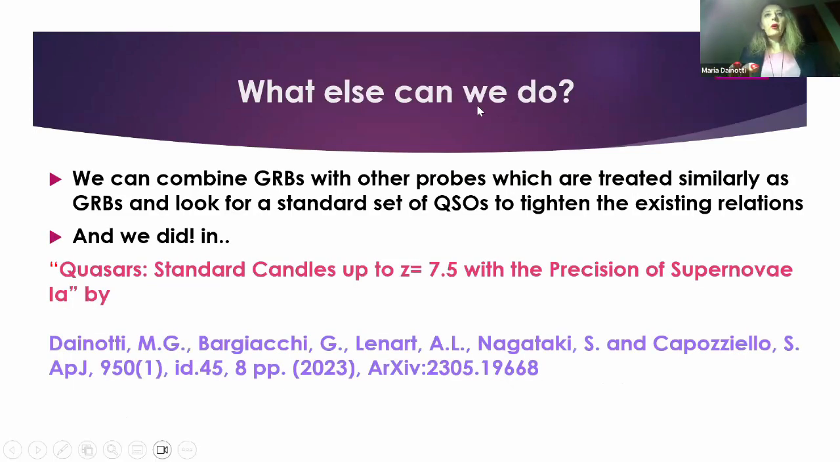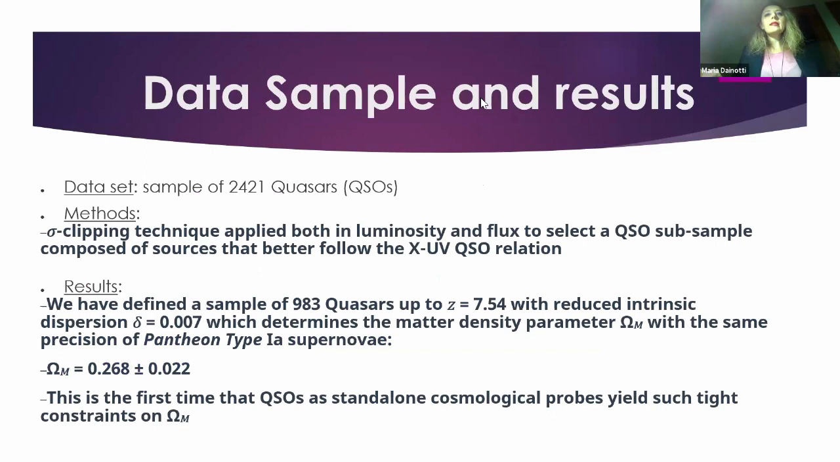And another point is, what else can we do? Because I've been speaking now about gamma ray bursts, but we can combine also these enhanced statistical methods and enhanced samples for gamma ray bursts with the probes of quasars to tighten up this relationship. And actually, we did also for the quasars in this paper. So we reached already in this paper the precision of the supernova, and we did a sigma clipping technique, which actually reduced the scatter of the relationship.